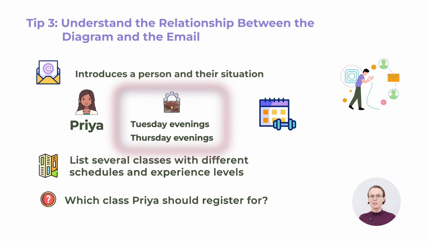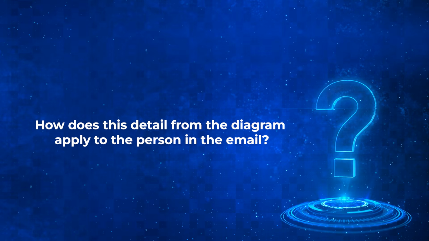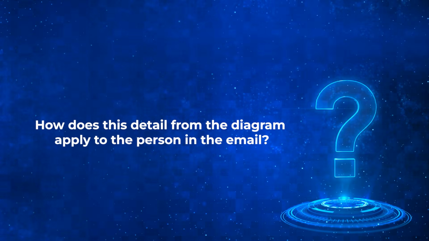Candidates who only look at the diagram or only look at the email will often choose the wrong answer because the correct answer requires you to connect the two pieces of information. Always ask yourself, how does this detail from the diagram apply to the person in the email?